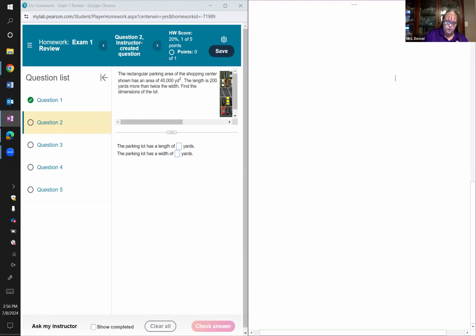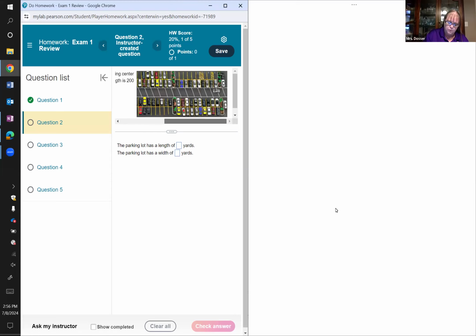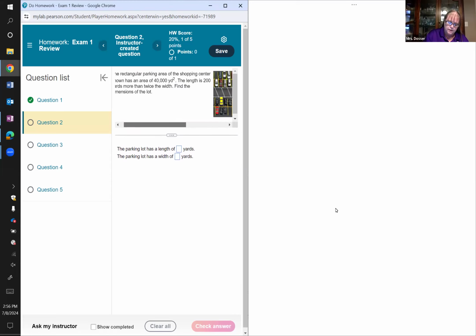For this problem, we're shown a rectangular parking lot, and we're told that the rectangular parking area of the shopping center shown has an area of 40,000 square yards. And the length of the shopping center parking lot is 200 yards more than twice the width of the parking lot. So we're asked to find the dimensions of the lot.